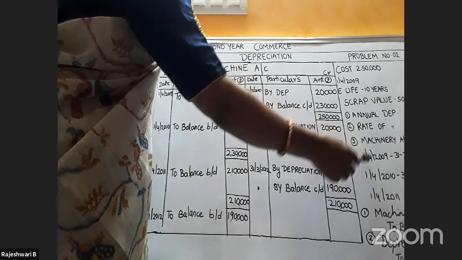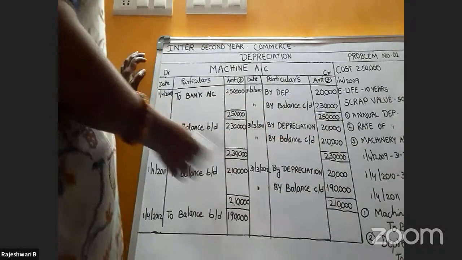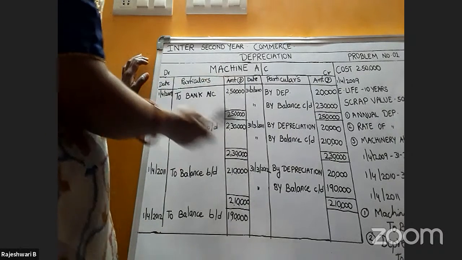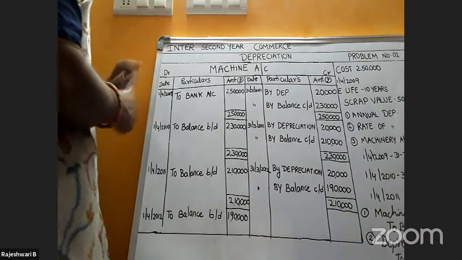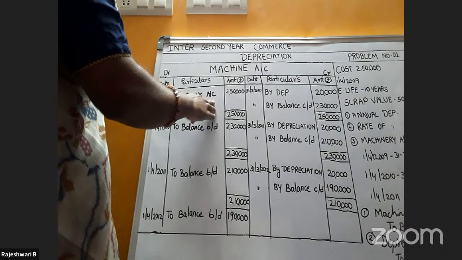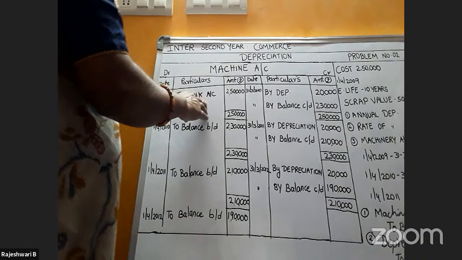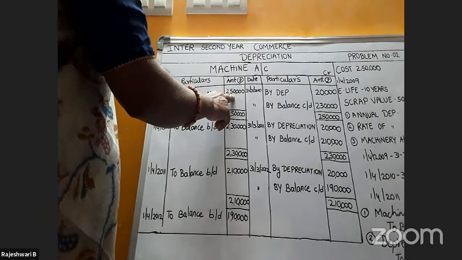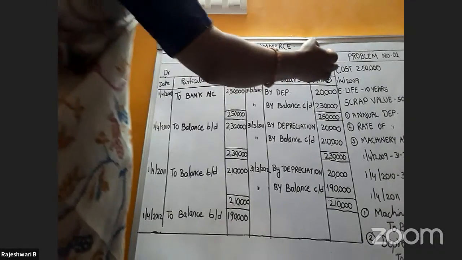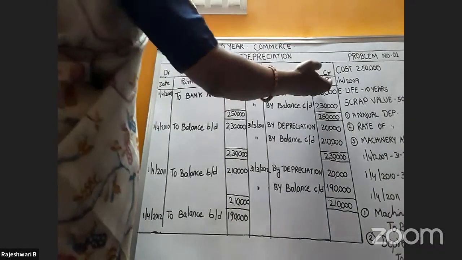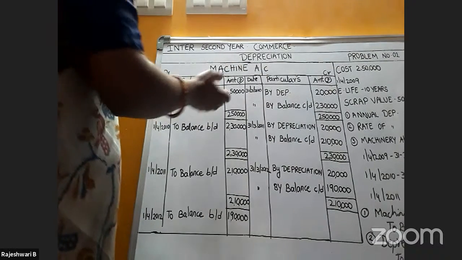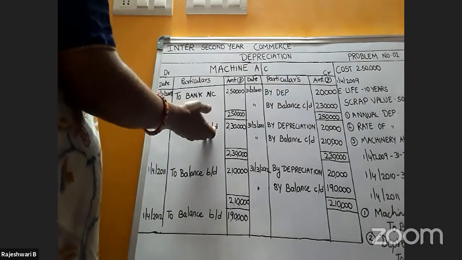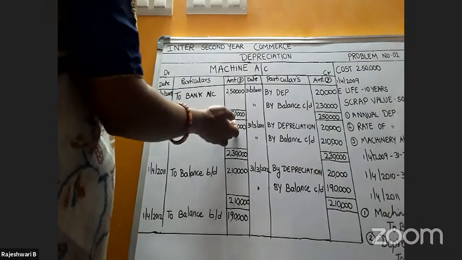They ask you to prepare the machine account for 3 years, which we have already prepared. The machine was purchased on 1/4/2009 to bank account by issuing a cheque, 2,50,000. This is the cost of the asset. On this cost we find the depreciation, 20,000 annually. The balance carried down becomes next year's balance brought down, 2,30,000.